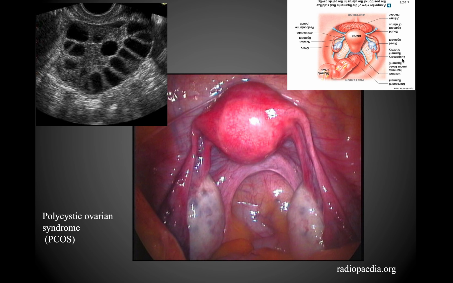I put the image up here in the upper right-hand corner. It is upside down relative to the way that it was drawn, but it's oriented so that you can appreciate the orientation of the laparoscopic view.